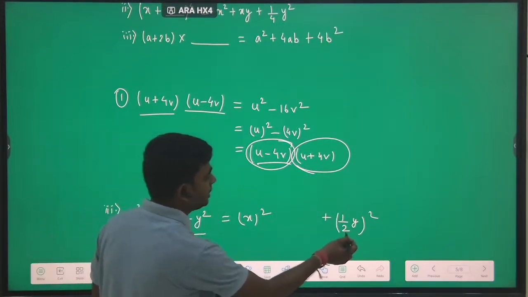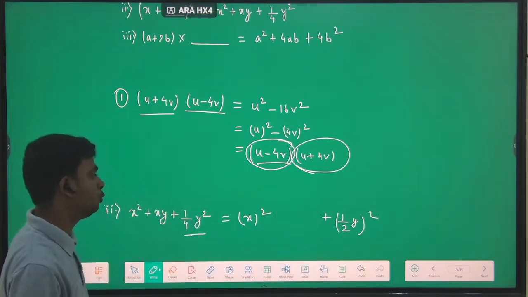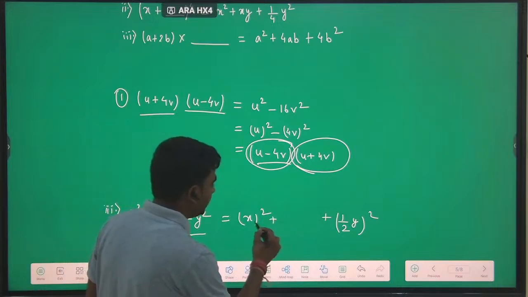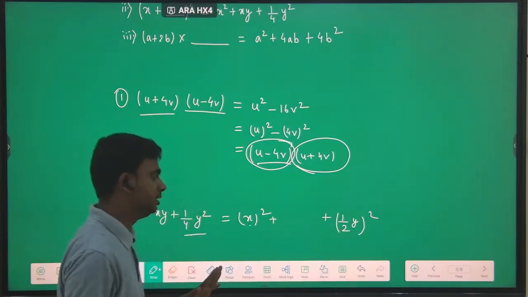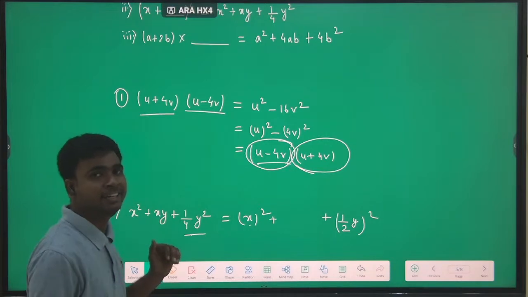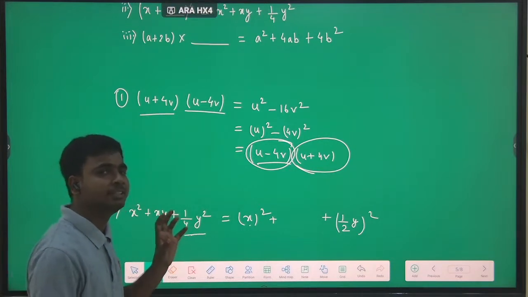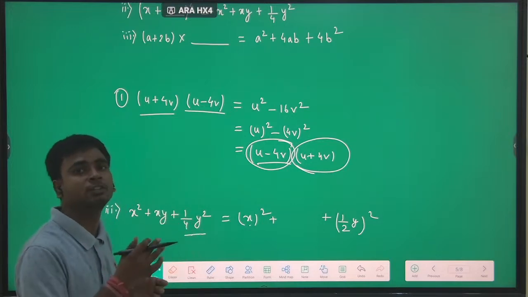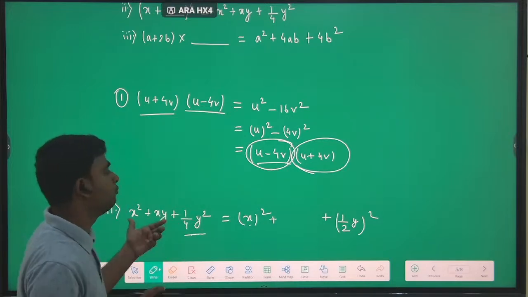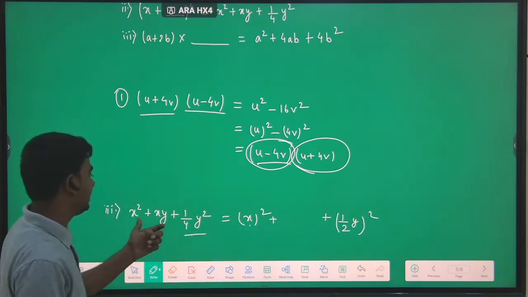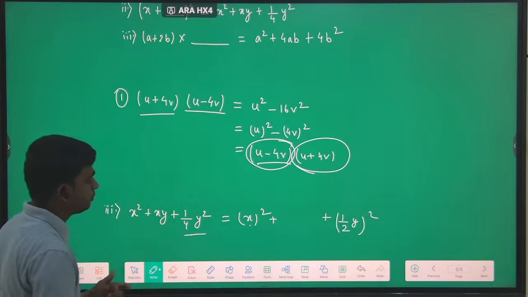So this can be written as 1 by 2 y square, that is (1/2 y) to the power 2, and a square plus b square is here. We know that if a square plus b square is given, we can find a term like 2ab or minus 2ab, and then we can find which formula it will correspond to. Let us think that here it is plus xy.